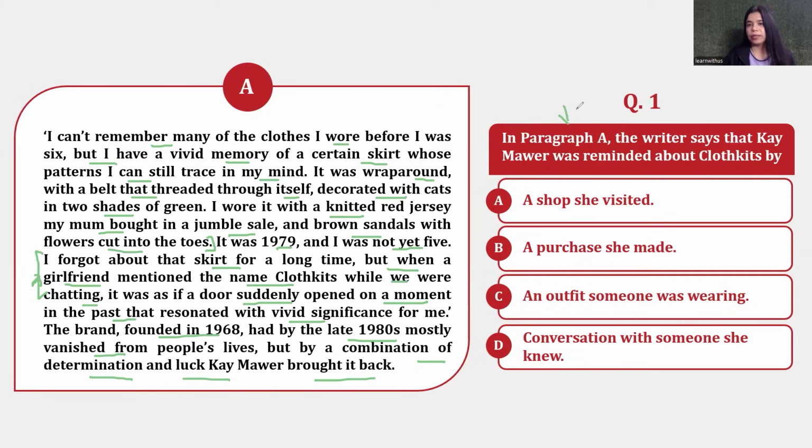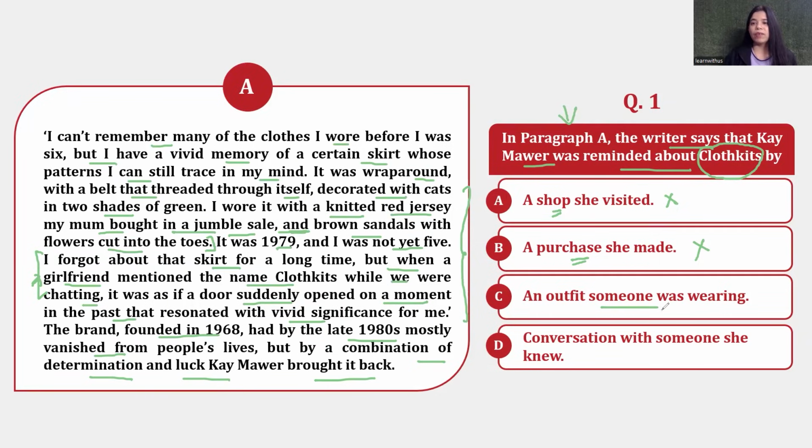So, coming back to the question, it says in paragraph A, the writer says that Kay Moyer was reminded about cloth kits by a shop she visited. No, they are not talking about any shop being visited here. A purchase she made. She is talking about her mother buying a red jersey in a jumble sale. But till this area, there's no mention of cloth kits. And we must not forget the second proper noun is cloth kits. So no, even this cannot be the answer.